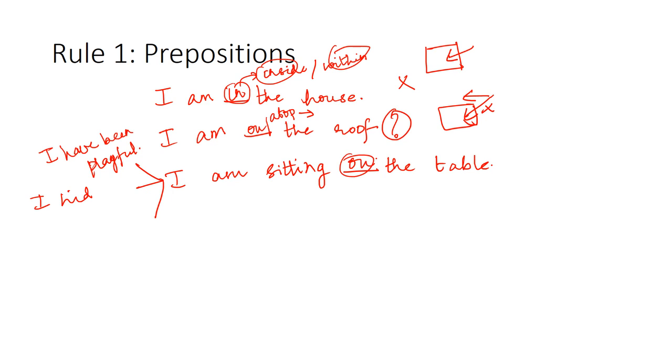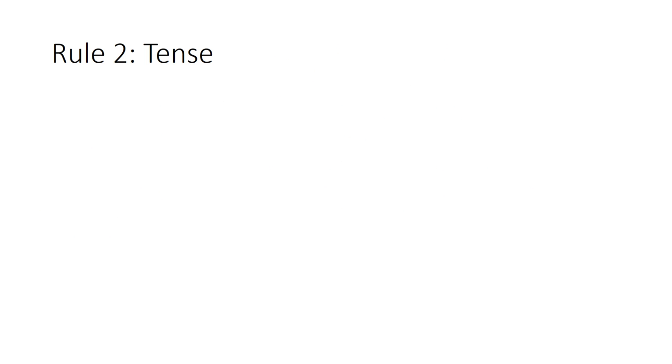The next rule which we have to follow is tense. So this is a pretty important concept which you have to learn. So let's make 3 columns here: past, present and future tense. And here we'll take simple tense, perfect tense, continuous tense and perfect continuous.